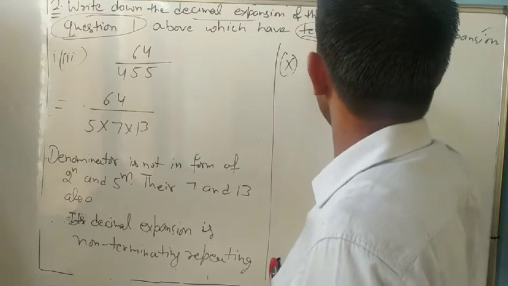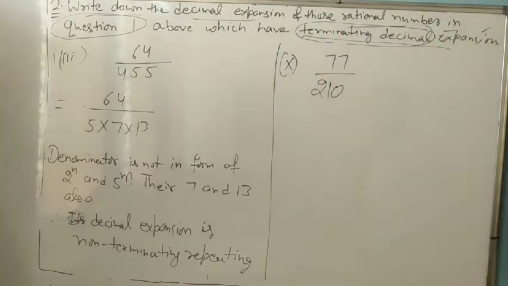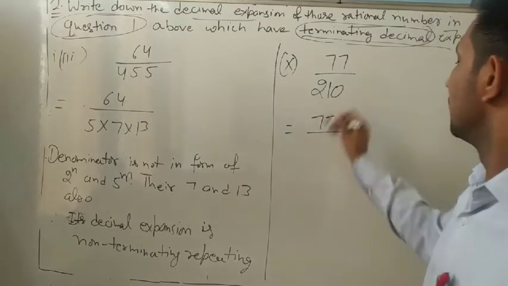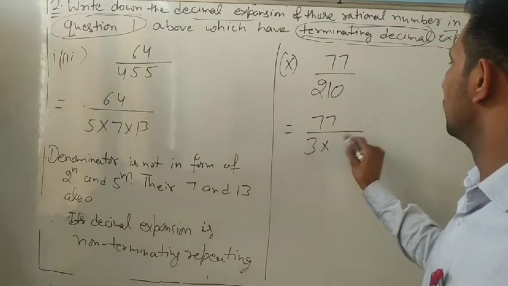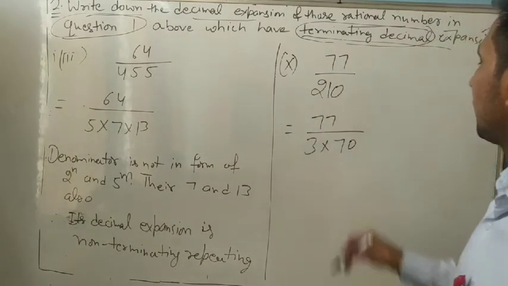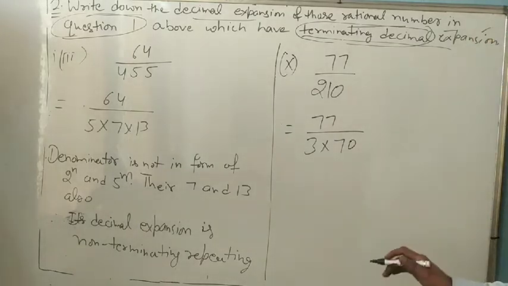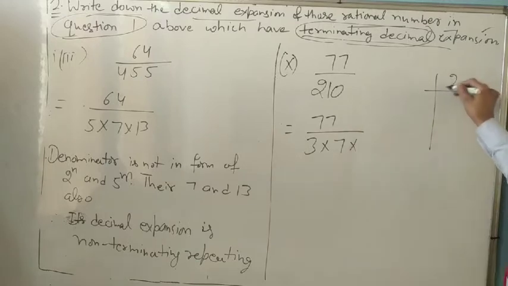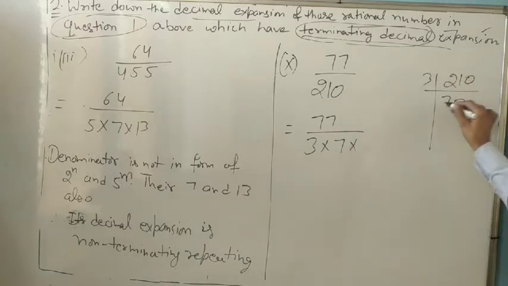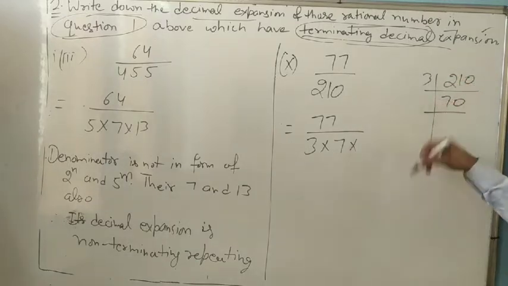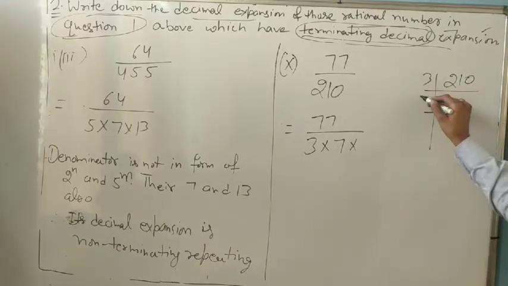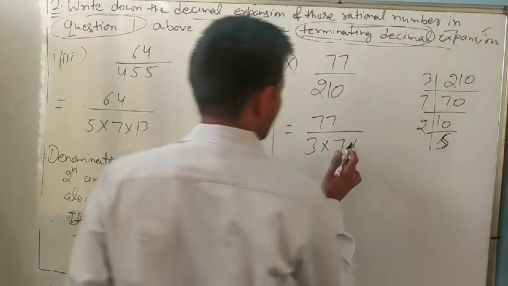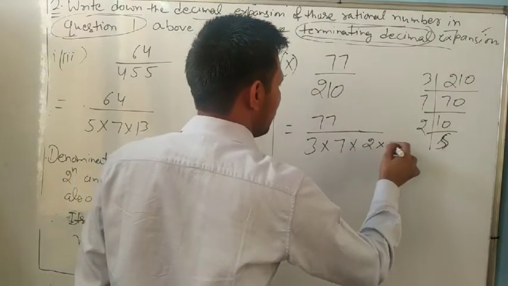77 divided by 210. So what will we write? Is there any common factor? No, I am writing directly. It is 3 into 70, and 70 you can write as 7 into 10, and 10 is 2 into 5. So again you will write 2 into 5.